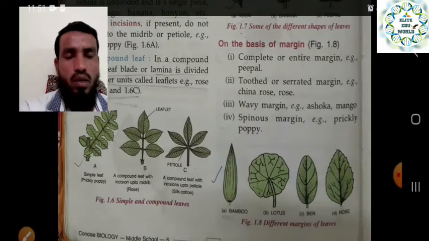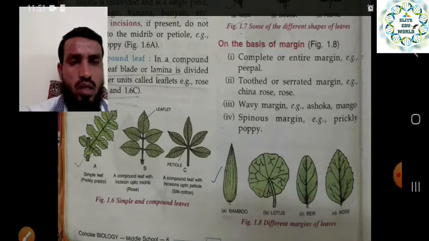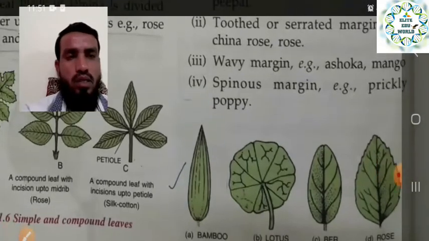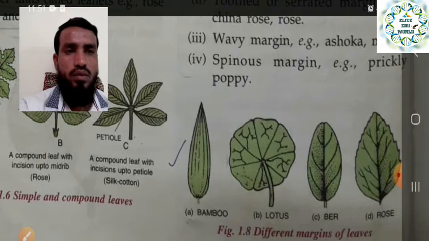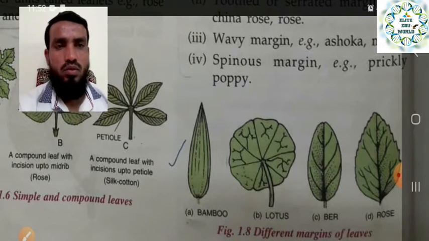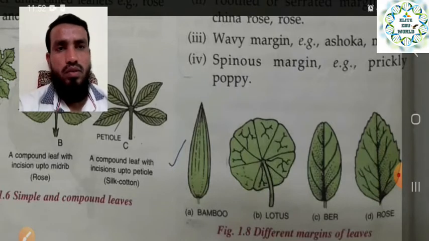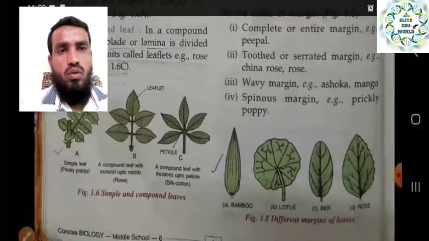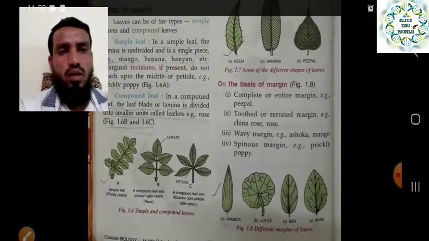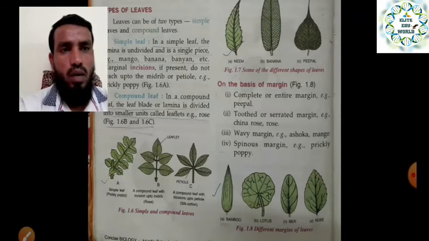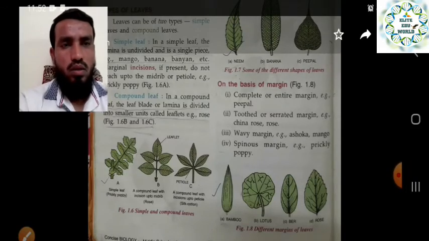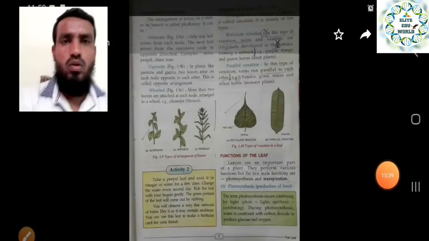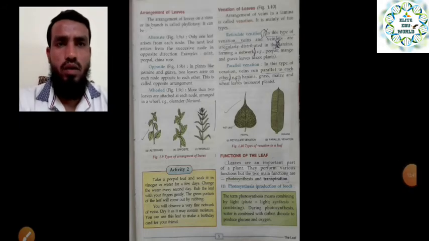This is also an example. You can also see the bamboo, lotus, where if you compare the margin of all the plants or the leaves, each and every one has a different margin. So on the basis of the margin also we can divide the leaves into different groups. Understood? So up to here we have seen the types of the leaves on the basis of the margin.